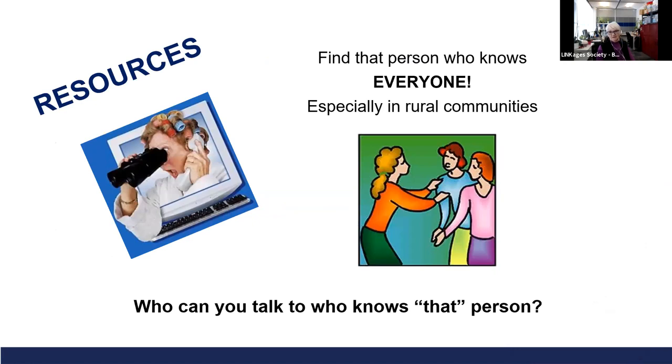And then this is a great one that Charlene reminded us of in another session that we had. Especially in smaller communities, there's that one person who knows everybody. I grew up and lived in small communities until I was in my late 40s. You just kind of know, or you know somebody who knows that person, and that person is a great resource.